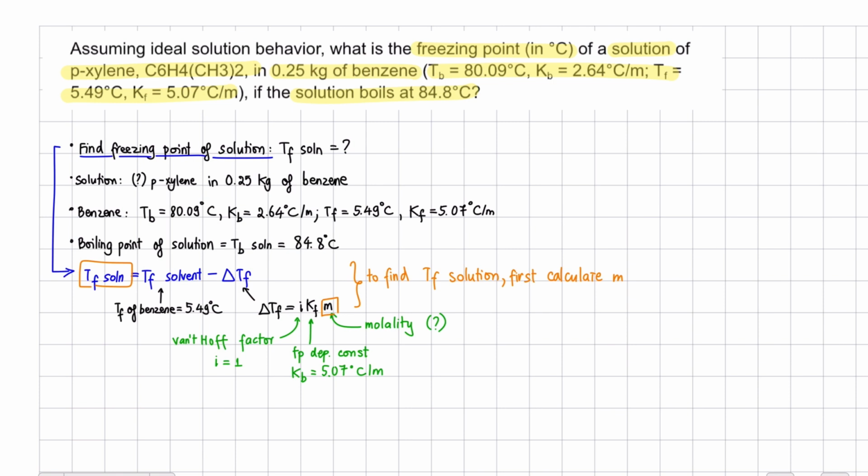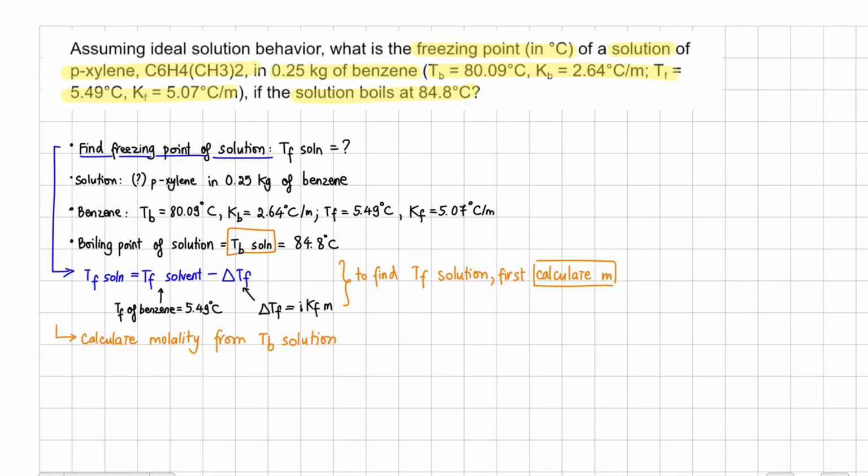So, to find the freezing point of the solution, the first thing we need to do is calculate the molality. We'll calculate the molality of the solution from the boiling point of the solution given to us. The formula for the boiling point of a solution is the boiling point of the pure solvent plus delta Tb, which is the boiling point elevation. We're given that the boiling point of this solution is 84.8 degrees Celsius. We also know that the boiling point of pure benzene is 80.09 degrees Celsius.